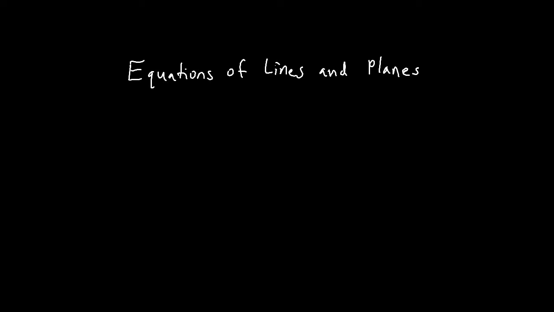So let's take a look at equations of lines and planes. Let's say I have a line, let's label it L here, and then we have a vector v, and vector v is going to be parallel to the line L. And let's say L also intersects a point in the three-dimensional coordinate system. Let's go ahead and call the point (1, 2, 3).